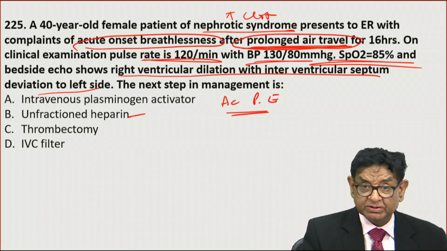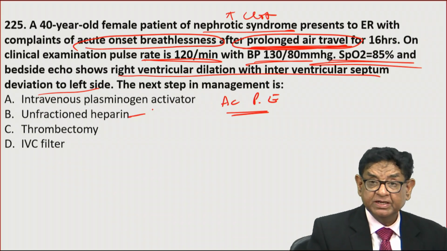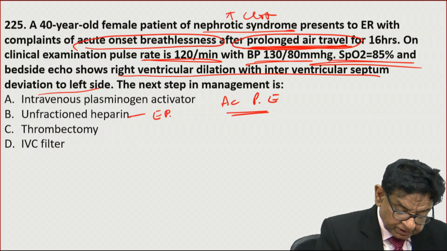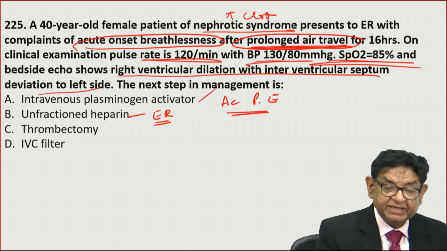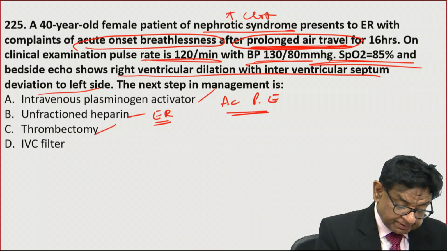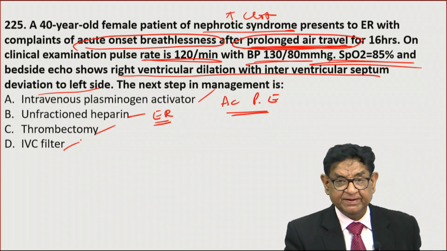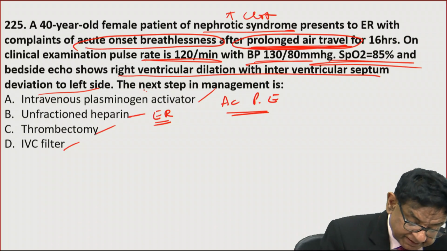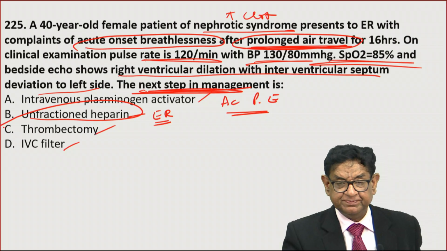Well, for a patient of pulmonary embolism, the first thing is to start heparin therapy. It's an immediate step. This we can do in the emergency room also. Now, intravenous plasminogen activator, it is just like thrombolysis, cannot be done in a routine ward. Thrombectomy is done in an ICU setup only, and IVC filter is a late thing. So what is he asking, what is the next best management? The next best is undoubtedly heparin.